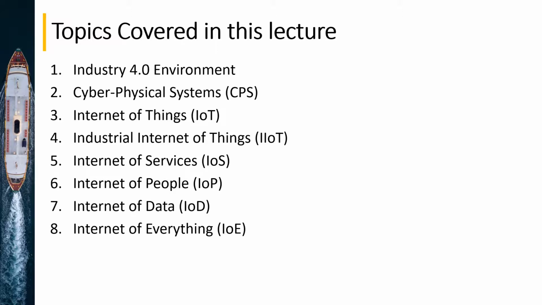We'll also be talking about the different forms of internet which will be used in Industry 4.0. Those would be the Internet of Things, known as the IoT, as well as the Industrial Internet of Things, known as IIoT, as well as the Internet of Services, known as IoS, and the Internet of People, known as IoP, and the Internet of Data, known as IoD, and the Internet of Everything, IoE, which is a combination of all the other aspects.